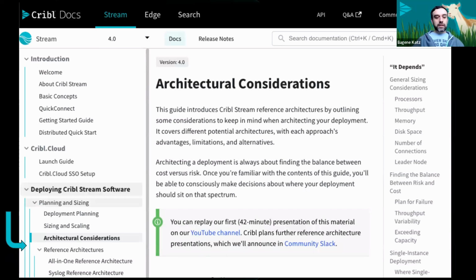Real quick, obviously you're not going to be reading this, but what we're talking about there on the left in navigation is that under the deployment stream software, a couple of extra items came out. One is architectural considerations, which is this document and the main focus of this talk, but also very fresh off the presses are some actual reference architectures and diagrams, which will also take part in this presentation. If you want to find the things I'm talking about, go to the docs and look on the left under deployment, and then planning and sizing.